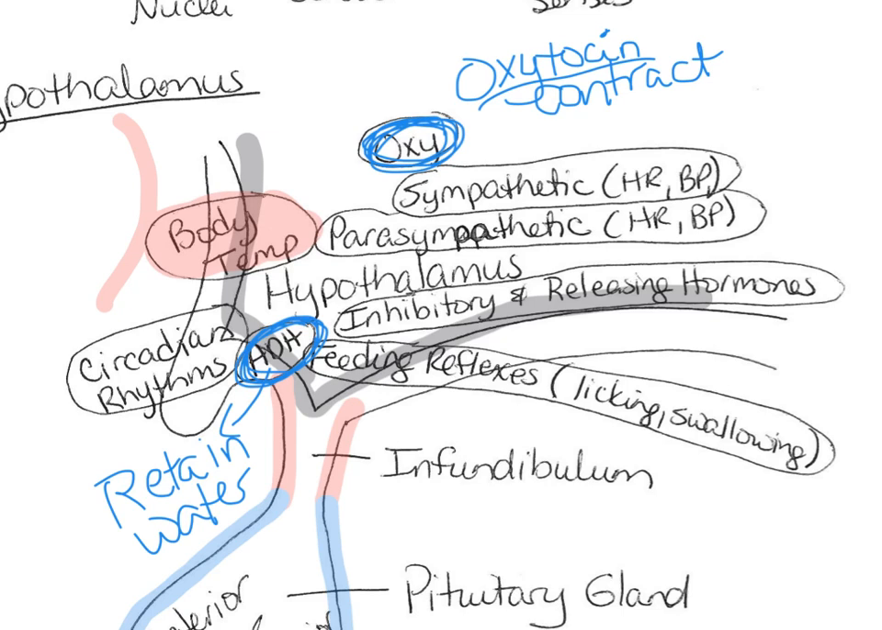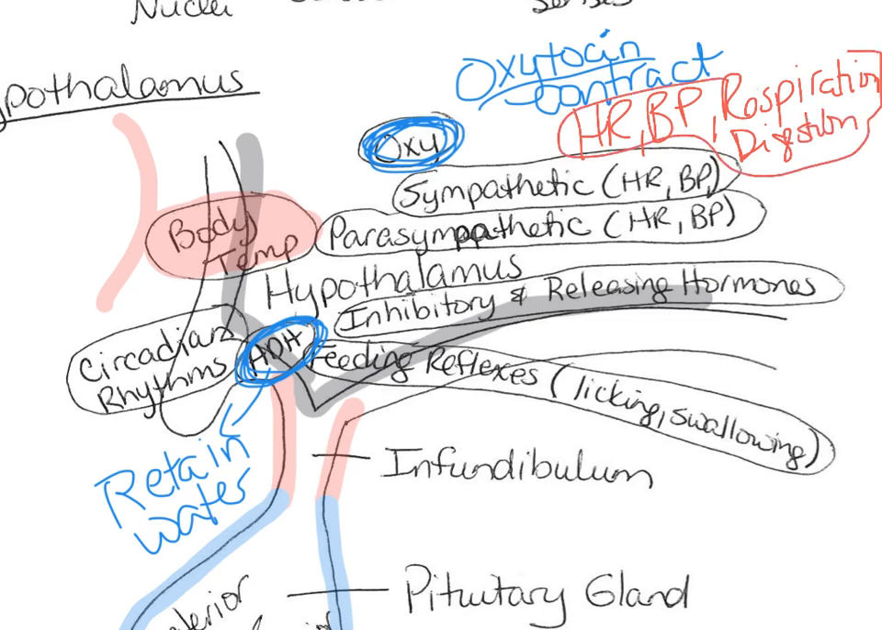Okay, it also has control center for some autonomic functions. Autonomic functions are going to be things like heart rate. They affect these. Blood pressure, respiration, digestion. Which sounds a lot like your autonomic nervous system, doesn't it? So that is your center for your autonomic nervous system, right? That's the control center for the autonomic nervous system.